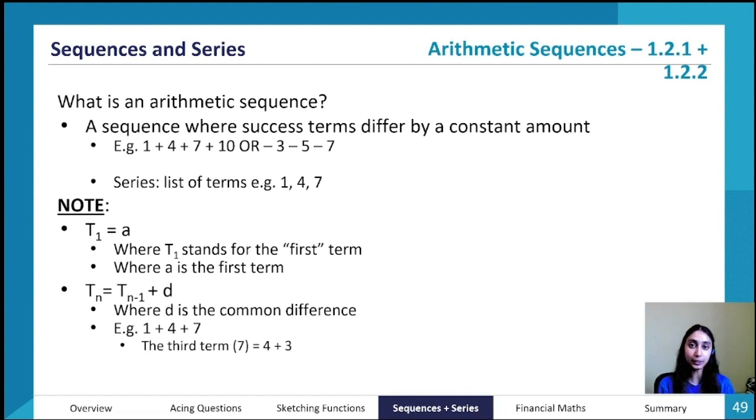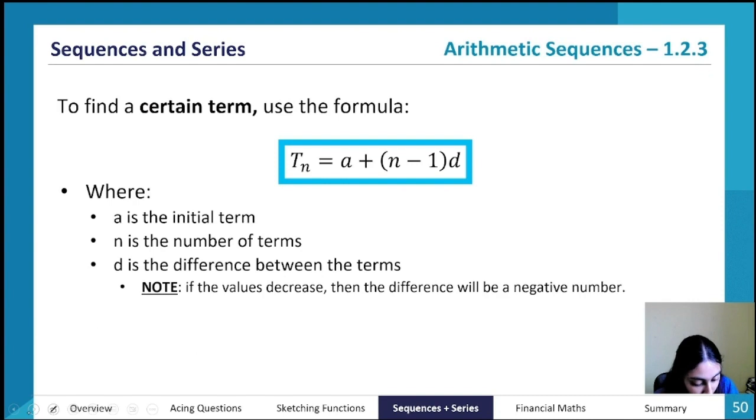A is known as the first term. So when I get to the equations, A is the first term, T1. Okay, Tn means the nth term, and it will be equal to whatever the last term was plus the common difference. Okay, I feel like this will make more sense once I actually go in with an actual question. So let's go in with the actual equation first, and then we'll go through the questions.